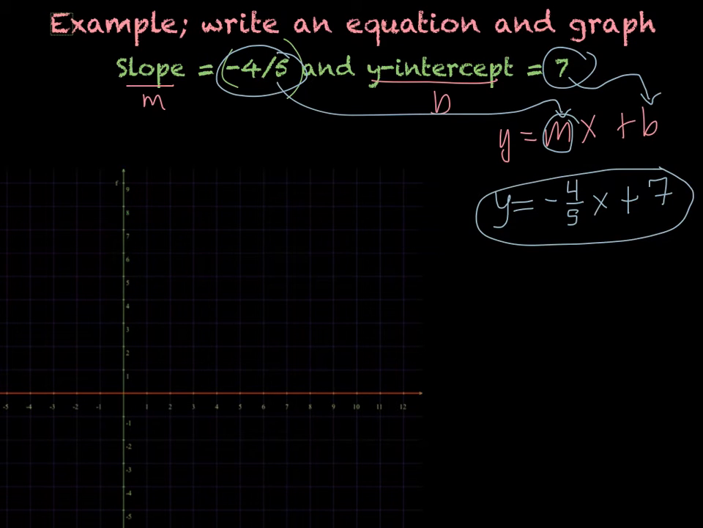Now I want to graph it. In order to graph it, I want to note that m is negative 4/5, which I already had. And my b, where it crosses the y-axis, is 7. Alright, so I'm going to cross at 7.